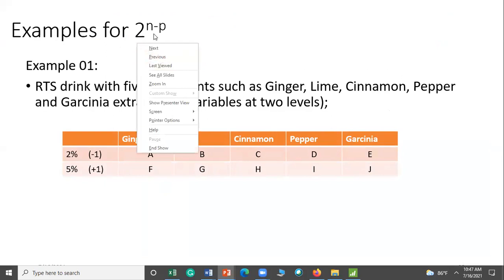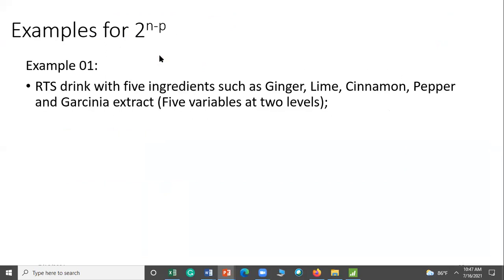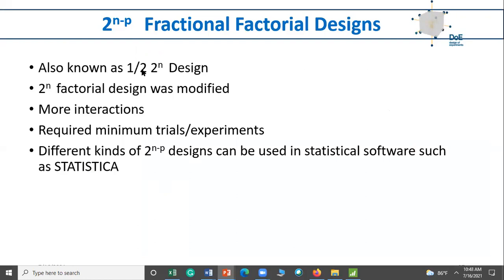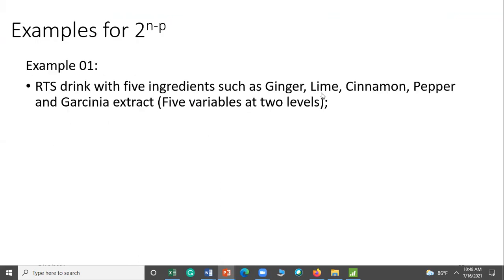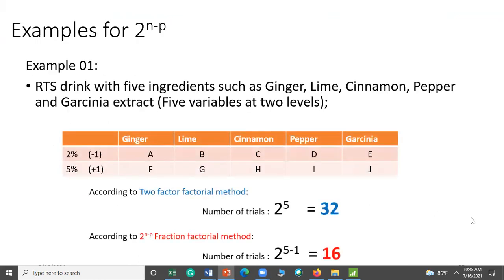Then we discussed some N minus P designs, also known as half factorial design. The name is half factorial, you can see half. The 2 to the N factorial design has been modified to develop this half factorial design. What is the importance of this half factorial method? When we use the full factorial method, here you can see the example, we have to do 32 samples, but with the half factorial design, we have to do only 16 samples. It means almost half. So it's less time consuming, more cost effective. There are so many advantages, so you can use half factorial designs as well.